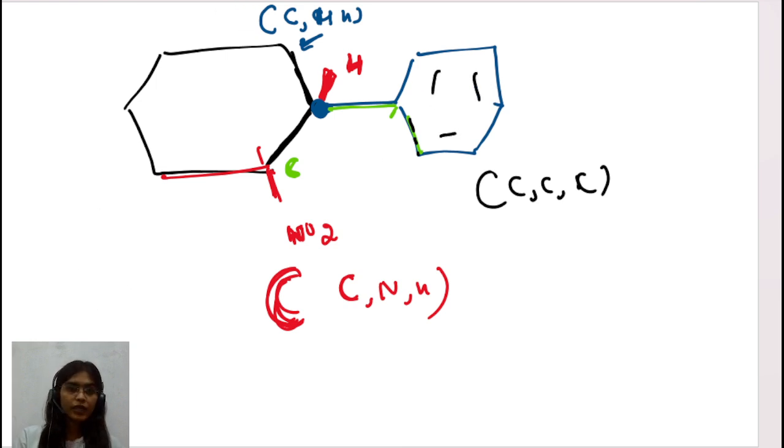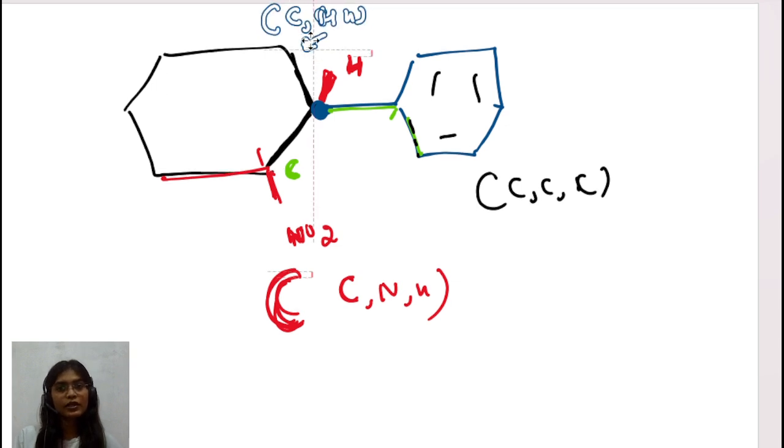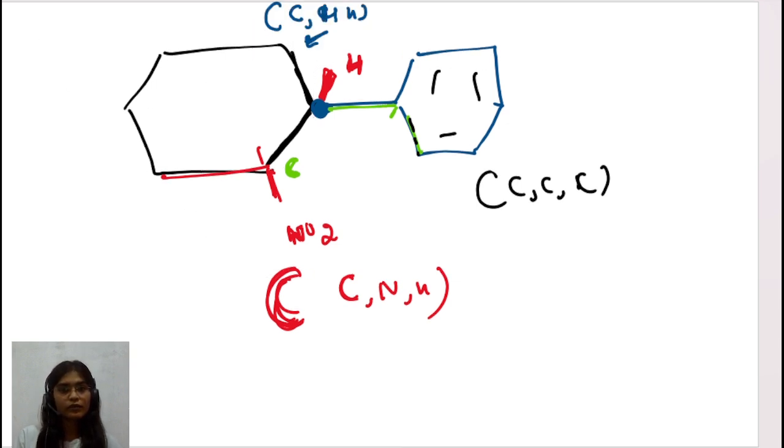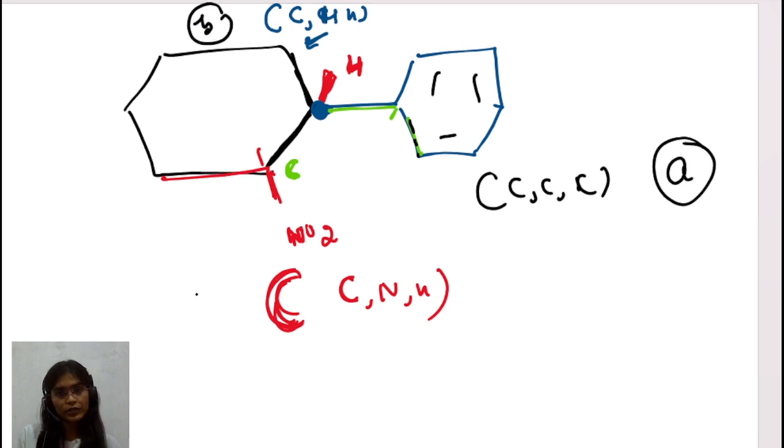If you observe here, you're having a carbon, hydrogen, and hydrogen there. Let's see some numbering: A, B, or C. Which one has the maximum priority here? Okay, wait, I will explain. Okay, focus.